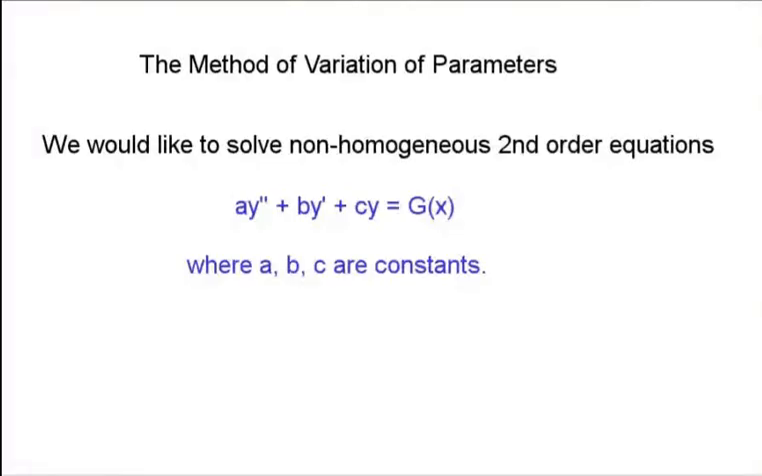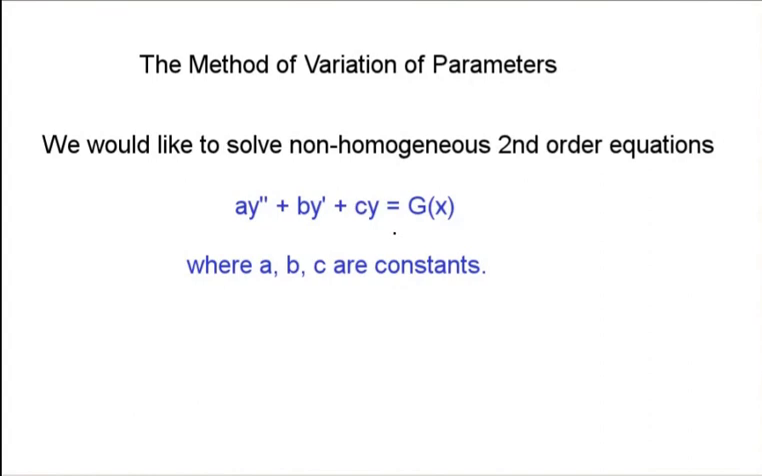In this video lecture, I will discuss the method of variation of parameters. We would like to solve non-homogeneous second-order linear equations of the form a y double prime plus b y prime plus c y equal to g of x, where a, b, c are constant, and g of x is a function of x.